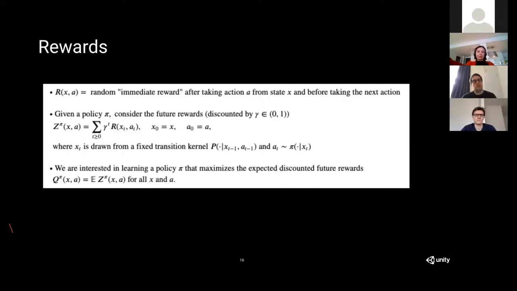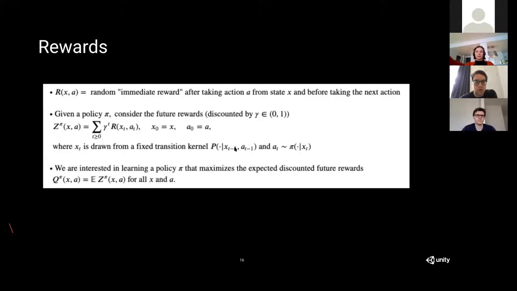All right, but let's take a look at the RL concepts that we will be referring to here. This box contains all the formulas we need. By R, we denote the immediate reward after taking action A from state X and before taking the next action. So this is what happens between actions. Given a policy, we can define this return distribution, or future rewards distribution, however you like to call it, by summing over the discounted immediate rewards. And there's some stochasticity going on here. The next state will always be sampled from this transition kernel. We don't have to worry about this too much because we won't be modeling this transition kernel in our work, but it is there.